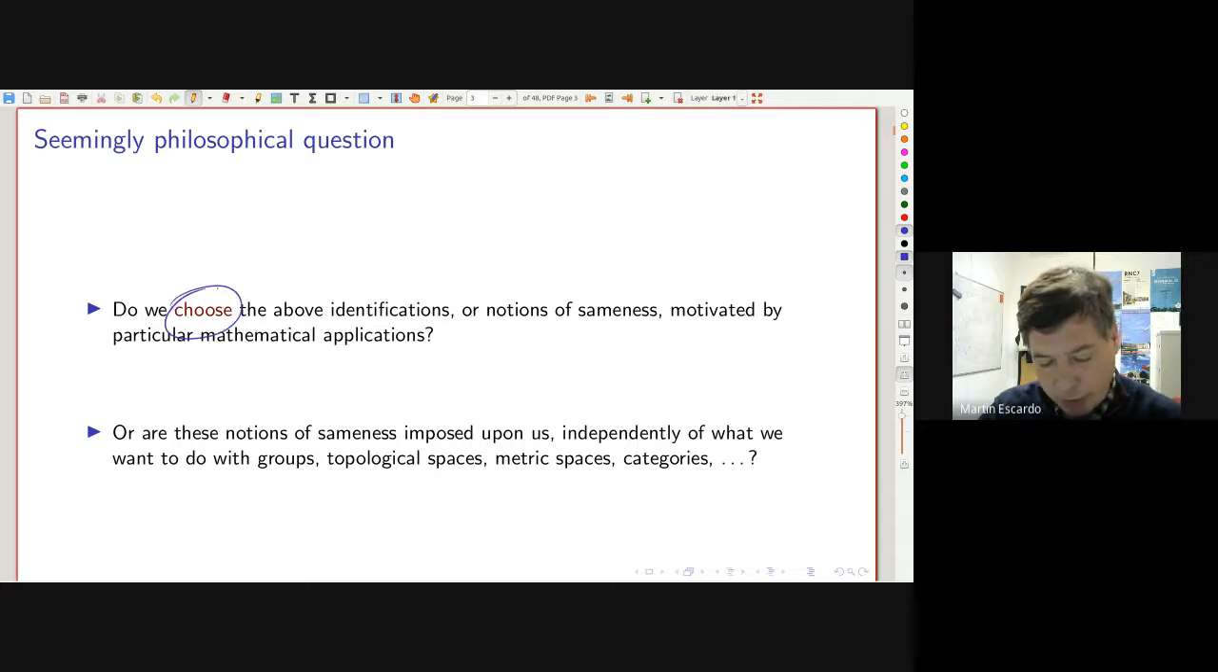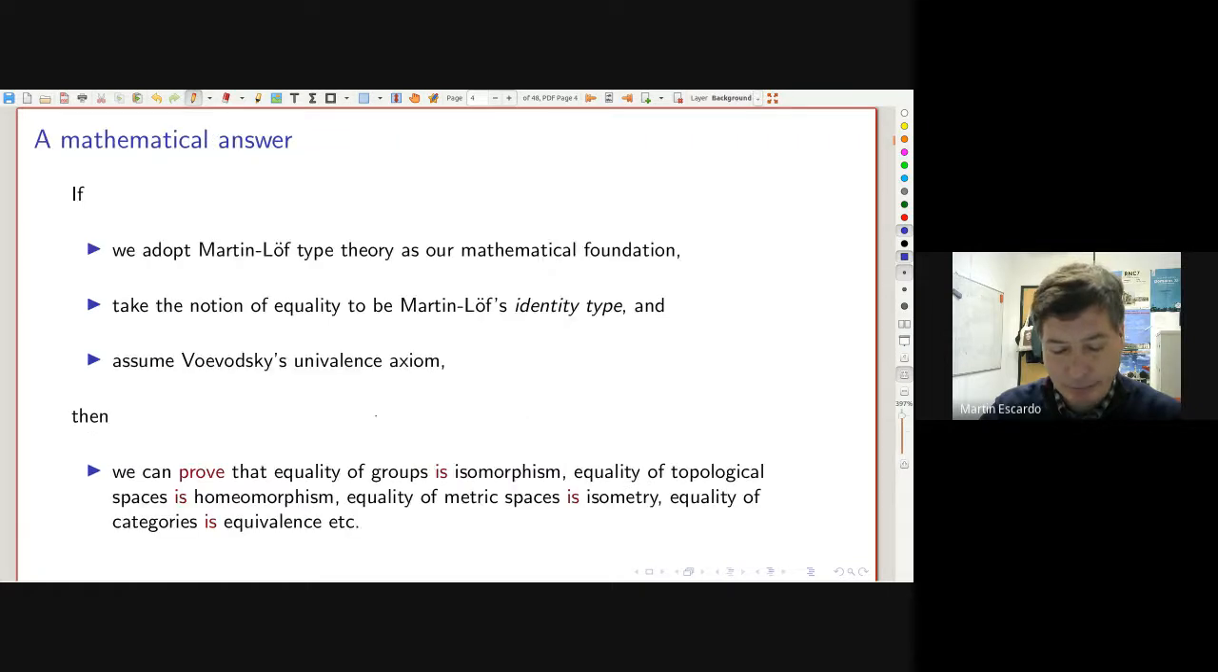So do we choose these notions of identification or of sameness motivated by particular mathematical applications, or is there nothing we can do about it, so these notions of sameness are imposed upon us? Yeah, so that's a similarly philosophical question, but actually there is a mathematical answer.